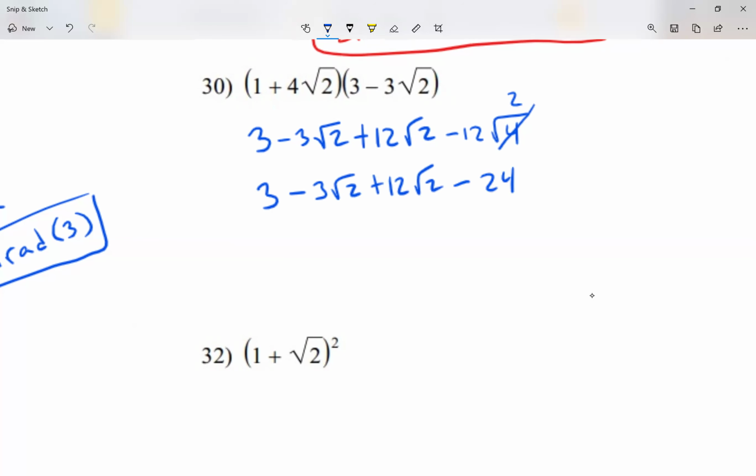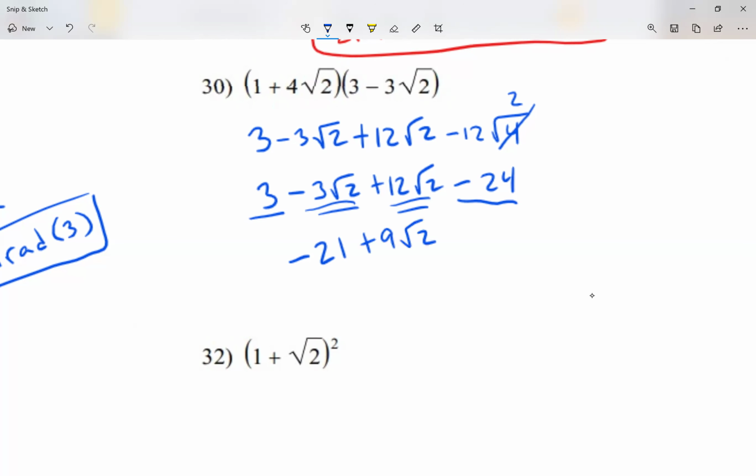Now to finish this, combine like terms. So let me take a look at those terms that don't have a radical. 3 minus 24, that happens to be negative 21. And then those that do have a radical, I see negative 3 radical 2 plus 12 radical 2, same radical, so I'm just combining the numbers on the front. A negative 3 and a positive 12 give me a positive 9. So plus 9 radical 2.